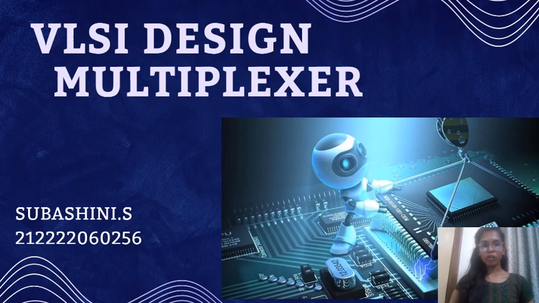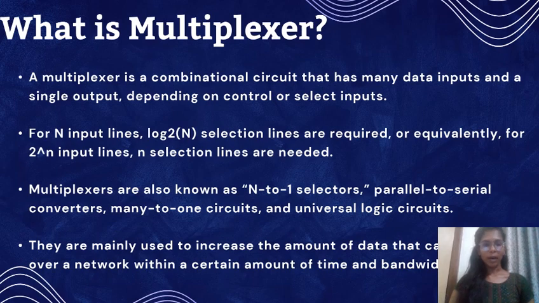Today's session is about the topic multiplexer. What is a multiplexer? A multiplexer is a combinational circuit that has many data inputs and a single output depending on control or select inputs. For n input lines, log 2 of n selection lines are required. For 2 power n input lines, n selection lines are needed. Multiplexers are also known as n to 1 selectors, parallel to serial converters, many to one circuits, and universal logic circuits.